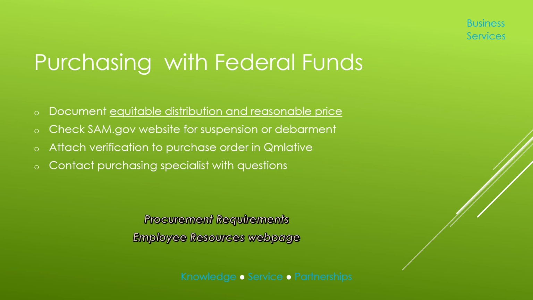One method for doing this is to check the sam.gov website. Please see instructions on how to do this on our Employee Resources Business Services webpage. Verification that a vendor isn't suspended or debarred should be attached to the purchase order in cumulative. Other options for checking for suspension and debarment are requesting a suspension and debarment certification form from the vendor or requiring the vendor to sign a clause on our purchase order.